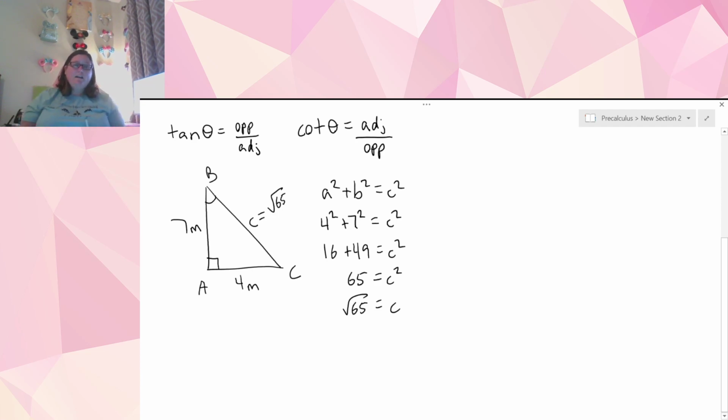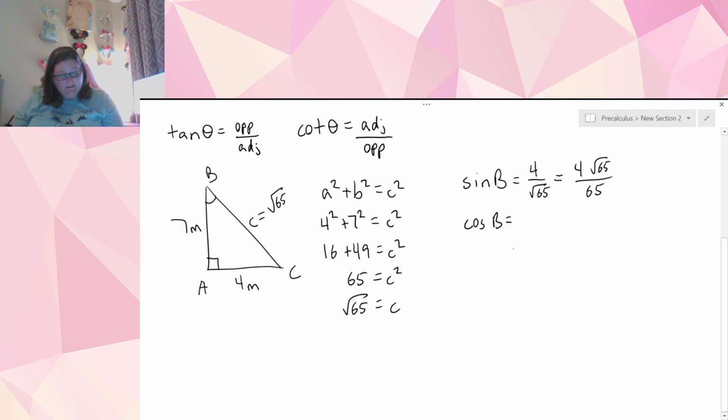So c is the square root of 65. Now I can write all of my trig functions for angle B. Sine of B is going to be the opposite over the hypotenuse, so 4 over the square root of 65. We have to rationalize our denominator. That means we multiply the top and the bottom by the square root of 65. When I do that, I get 4 square root of 65 over 65.